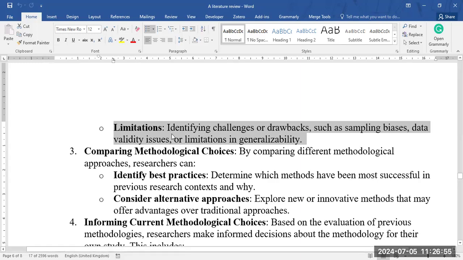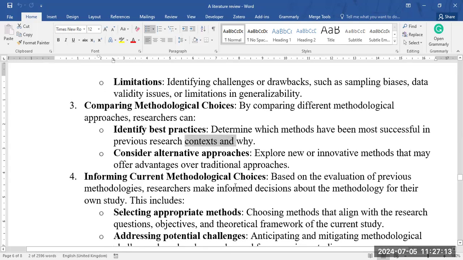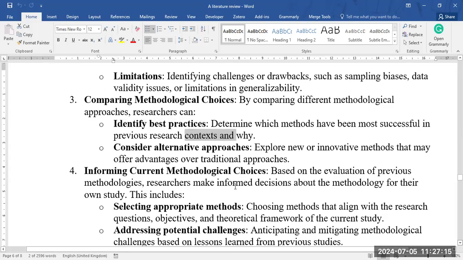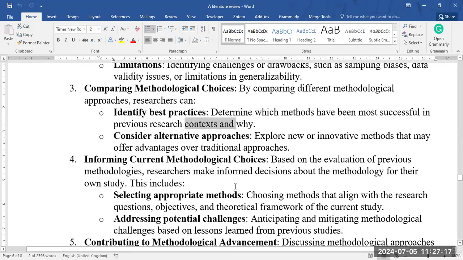Another one is comparing methodological choices. By comparing different methodological approaches, researchers can identify best practices. That means determining which methods have been more successful in previous research contexts and studies. That is also important, because sometimes you read some research article and you don't know whether that is a very successful research or not, right?